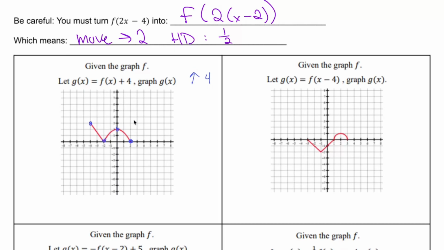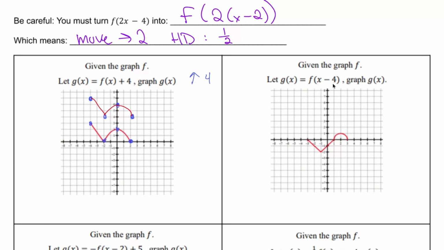1, 2, 3, 4, put a dot. 1, 2, 3, 4, put a dot. 1, 2, 3, 4, put a dot. 1, 2, 3, 4, put a dot, and try to recreate that drawing using the dots that we have. Okay.